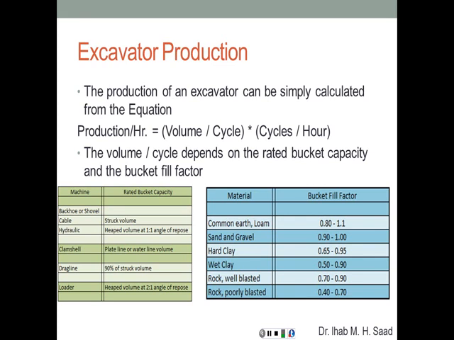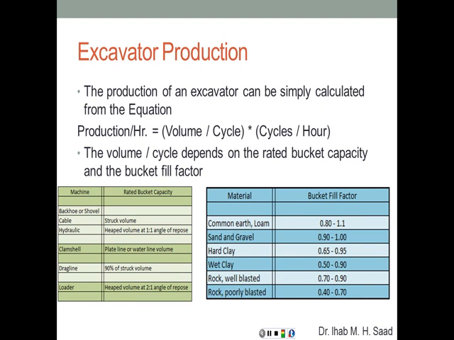For clamshells, it's going to be the plate line or water line volume. For the dragline, 90% of the struck volume, and we're going to see why. Because once you drag that bucket and you start lifting it, some soil is going to fall down, so that amounts to about 10% of the volume of the bucket. And for a loader, which is a front loader, not a backhoe, a front loader lifts from the front, it is going to be a heaped volume at a 2-to-1 angle of repose. So the hydraulic backhoe is going to be 1-to-1 angle of repose. With the loader, it's going to be 2-to-1 angle of repose.